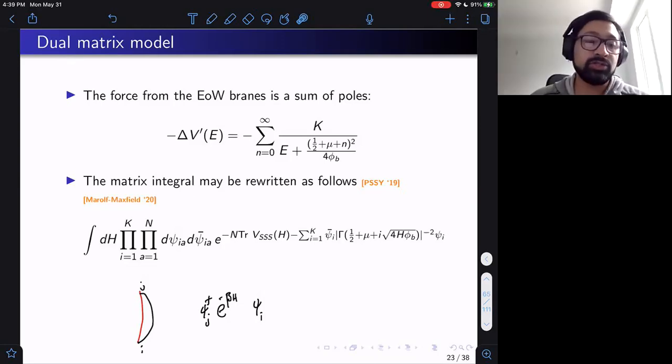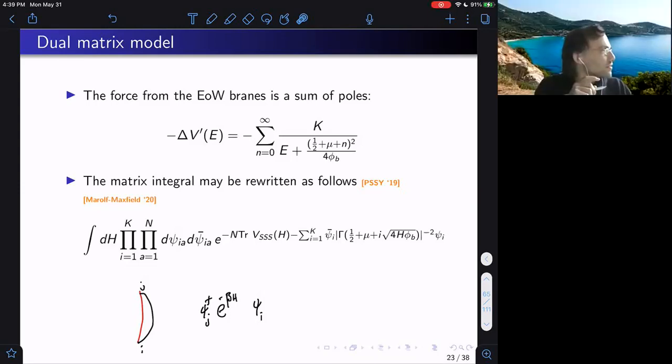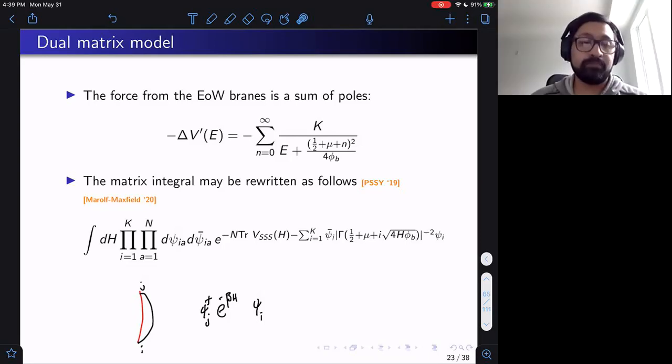So it's just like Marolf and Maxfield, where they have some non-dynamical end of the world branes, but then they can integrate over them, and during the integral, you both modify the bulk coupling as well as sum over the random vectors. That's right. So doing that integral should take into account all the effects. That's right.